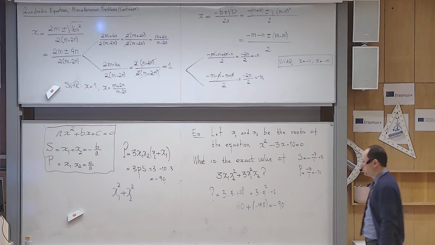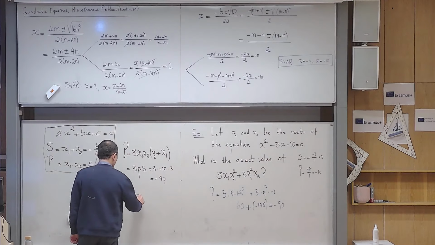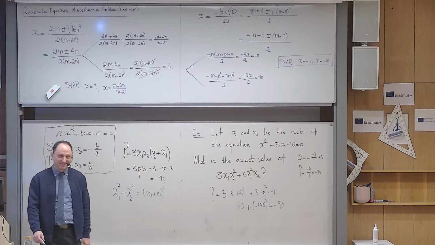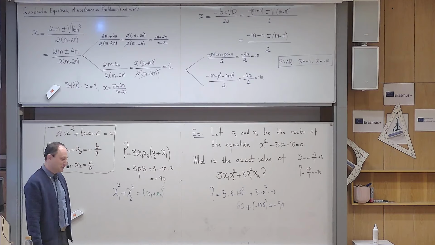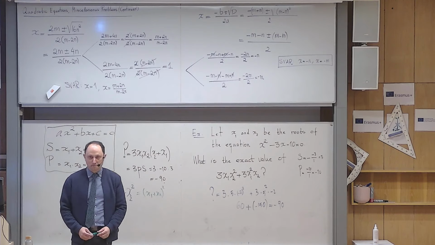To be honest, didn't you do this? Is it 20? Didn't you do this, Omar? Didn't you write it like this? Maybe. No, definitely. Because then x1 plus x2 is minus 3 to the power of 2 is 9.